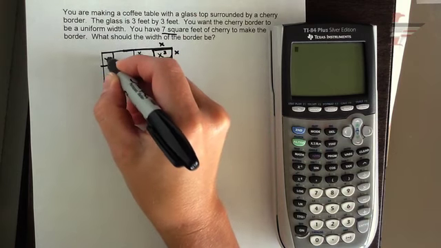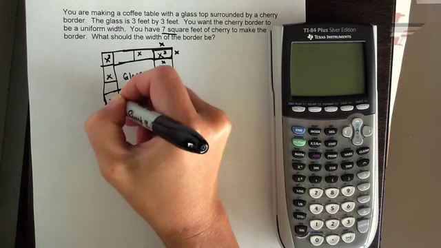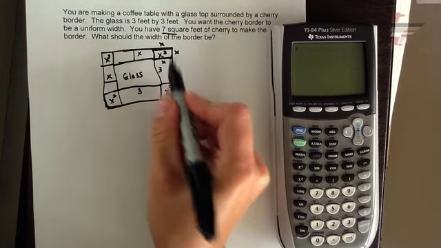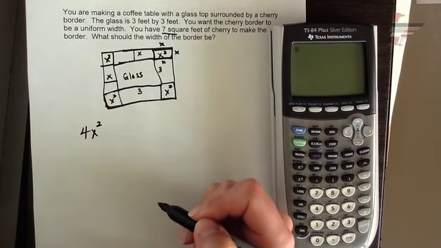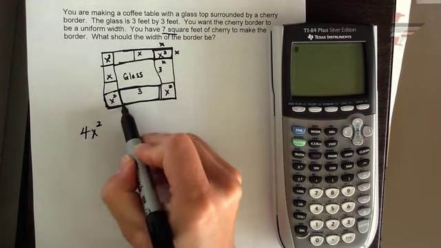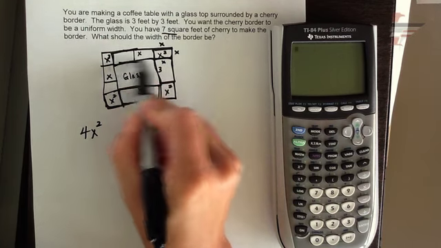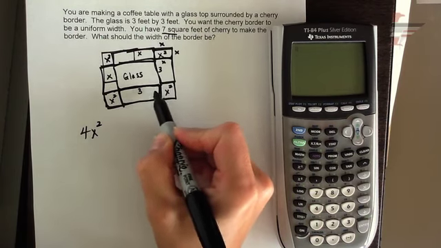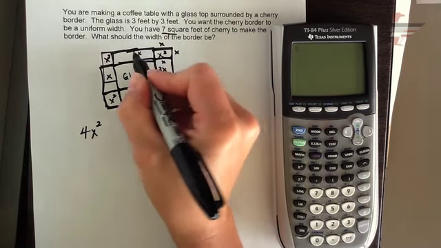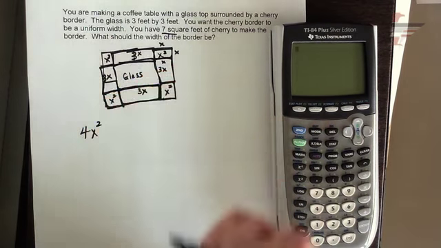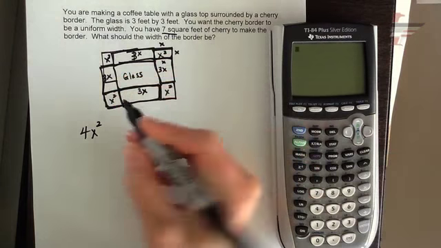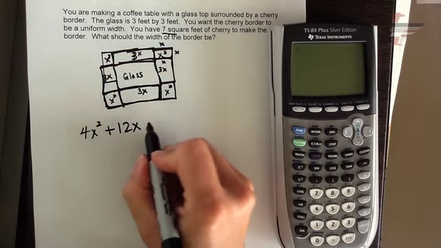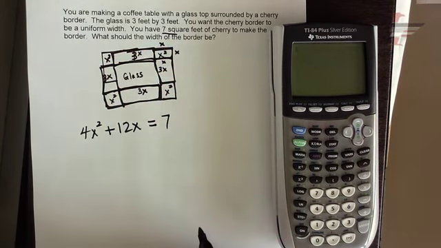That means because this is a square, all of these corners are going to be X squares, right? So I have 1, 2, 3, 4 X squared. Then this rectangular piece is going to be the same here, and here, and here. So this is 3, this is X, so this piece is going to be 3X, 3X, 3X. So 1, 2, 3X times 4 is 12X. And that is all of my cherry border, which should be 7 square feet.